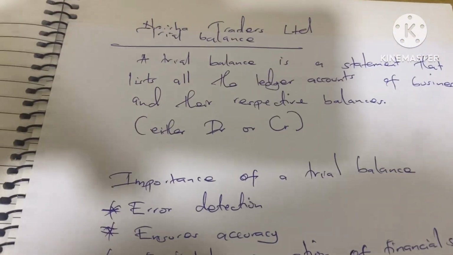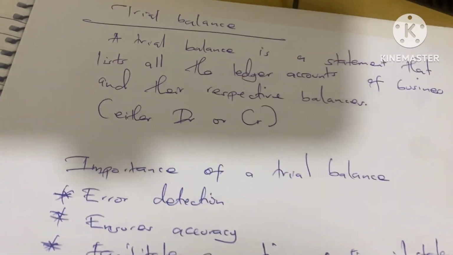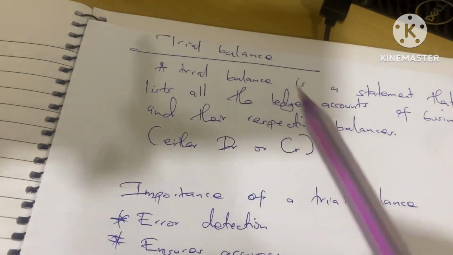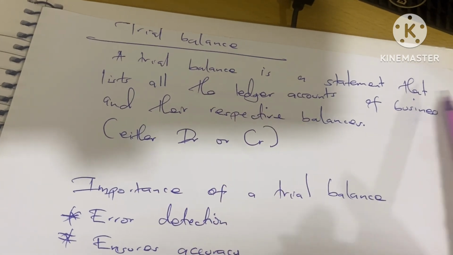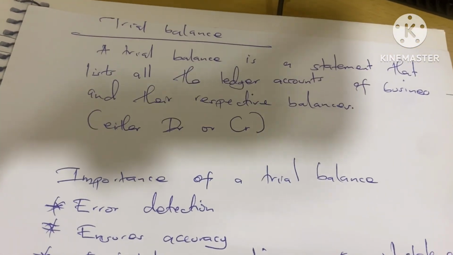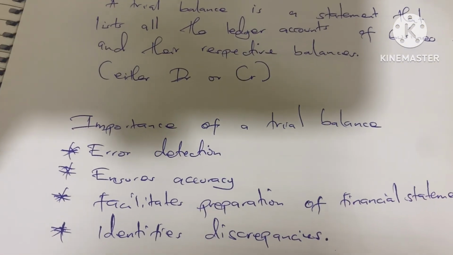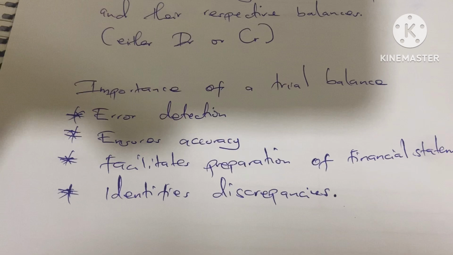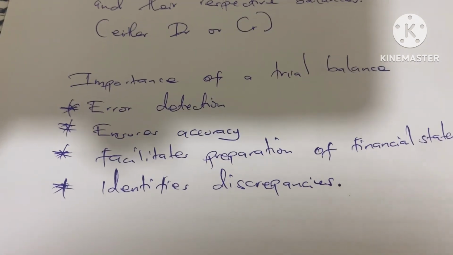In this video we are going to be having a trial balance and an example. So a trial balance is a statement that lists all the ledger accounts of the business and their respective balances. It can be either a credit or a debit. And the importance of a trial balance is that it helps us to detect errors, to ensure accuracy.